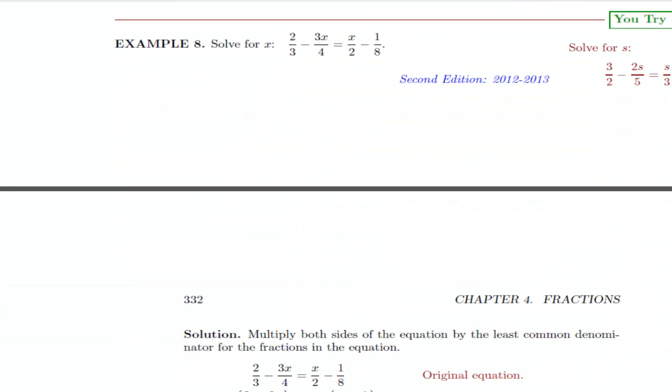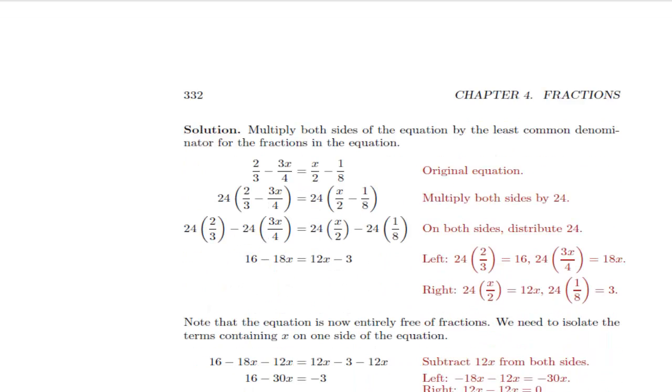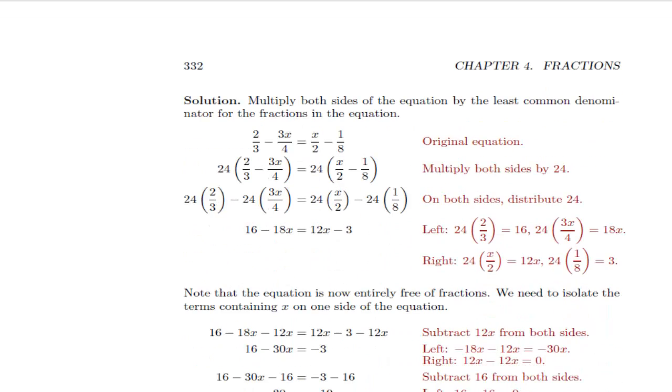Example 8. Solve for x in the equation 2/3 minus 3x/4 equals x/2 minus 1/8. Solution. Multiply both sides of the equation by the least common denominator for the fractions in the equation. The denominators are 2, 3, 4, and 8. The least common denominator is 24, so we'll multiply both sides by 24.